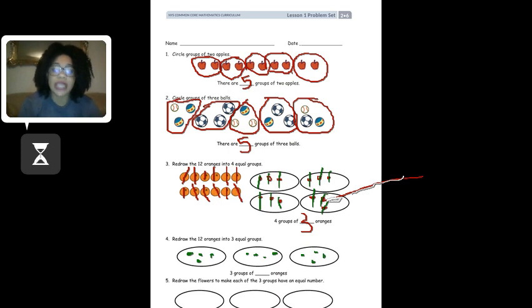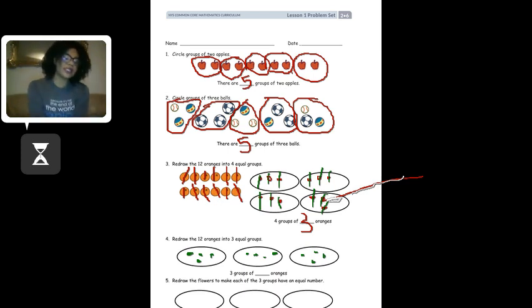So let's see if we can answer that sentence at the bottom. It says 3 groups of blank oranges. How many oranges? Well, let's count. 1, 2, 3, 4. There were four oranges in each basket.